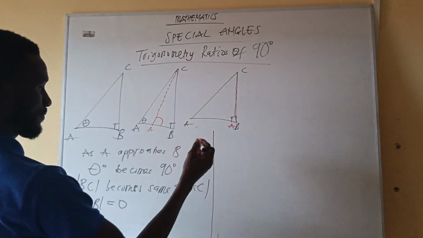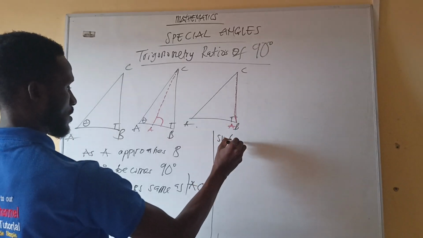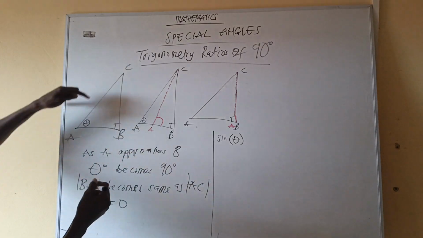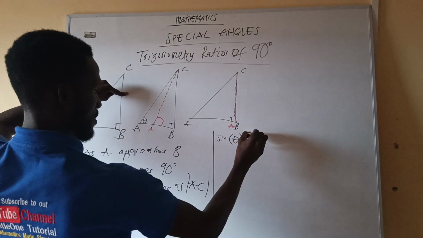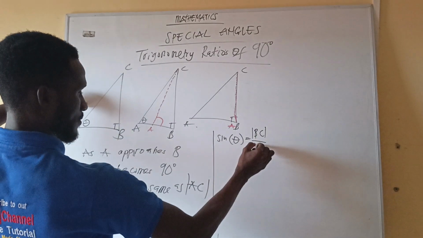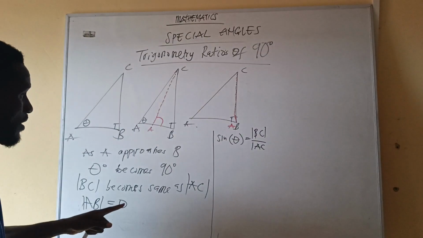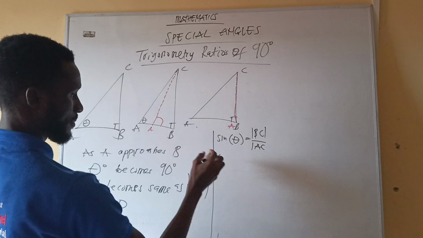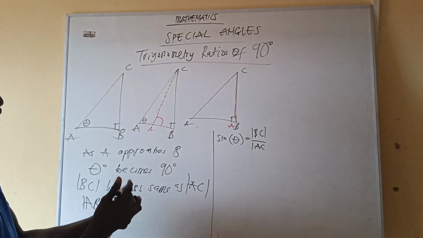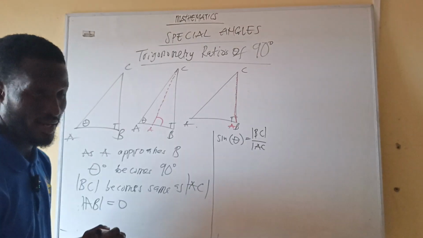Now, let's solve for sine theta. Now, from here, sine theta is what? Opposite BC over hypotenuse AC. You understand? Follow me closely. Now, what about cos theta? So we can even go straight away. Then we do it. What about cos theta? Okay, now let me move straight away, then I'll do it.